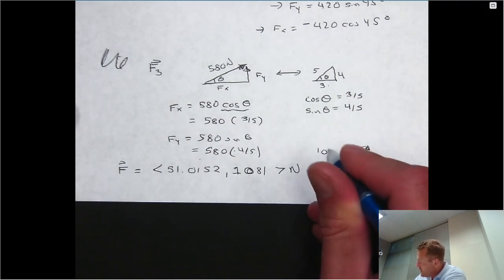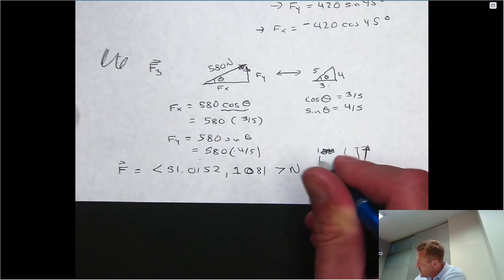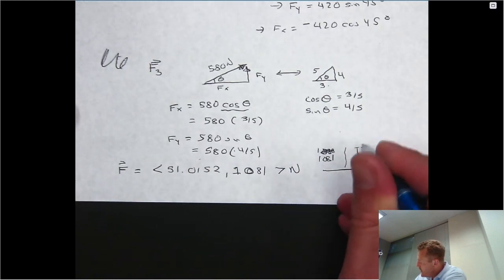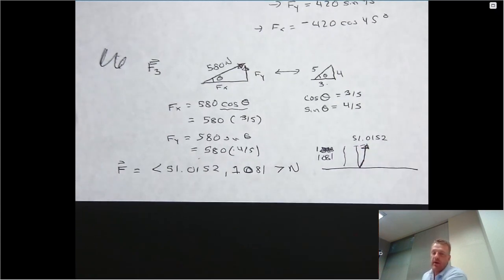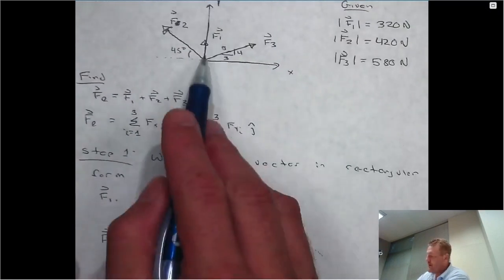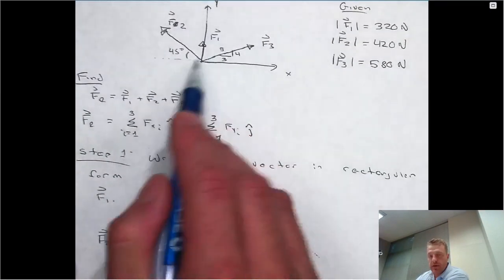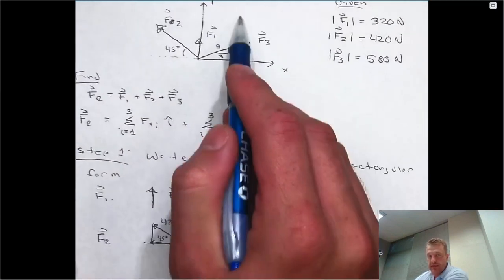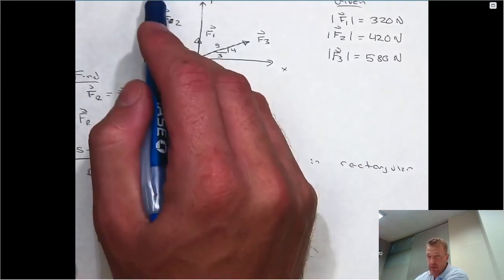And it has a y component here of 1081 and an x component of 51.0152. So does that intuitively make sense? Well, if you think about what's going on, all of these vectors are contributing to pulling this I hook up vertically. F1 purely does it vertically. F3 has a component that's vertical up. F2 has a component that's vertical up.